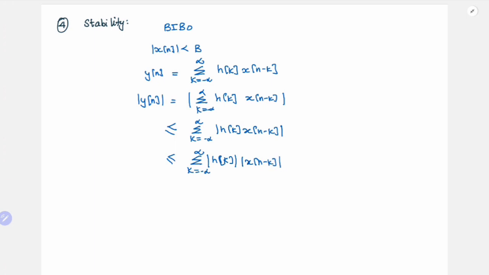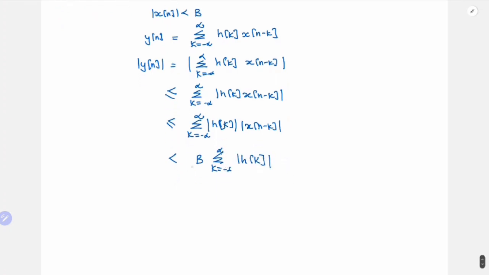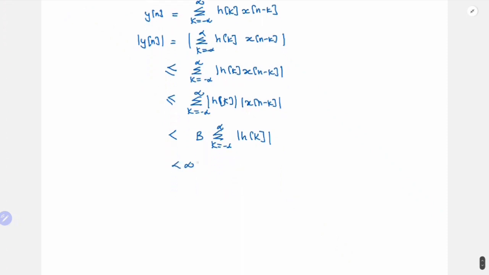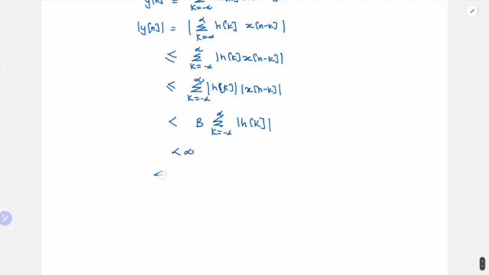So if x of n is bounded by b, your x of n minus k is also going to be bounded by b. So this is going to be less than b into summation k equal to minus infinity to infinity mod h of k. Right? And for this to be less than infinity, here b is already less than infinity. So the sum of this impulse response should be less than infinity. Absolute sum should be less than infinity. So this is your condition for stability of an LTI system.